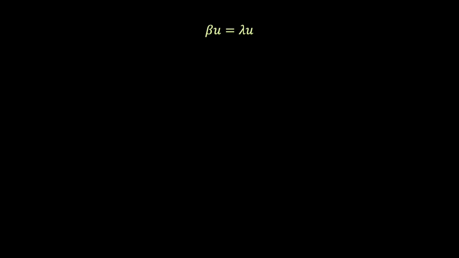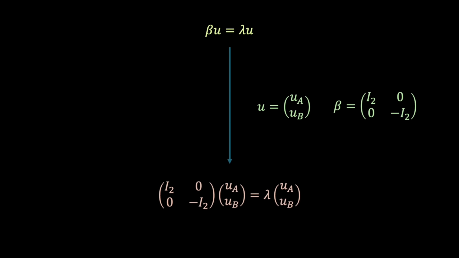To make this more explicit, let's rewrite our equation in block matrix form by writing our spinor u in the following form, where u_A and u_B each have two components, and where beta takes its standard matrix form. In this case, our equation becomes the following expression.